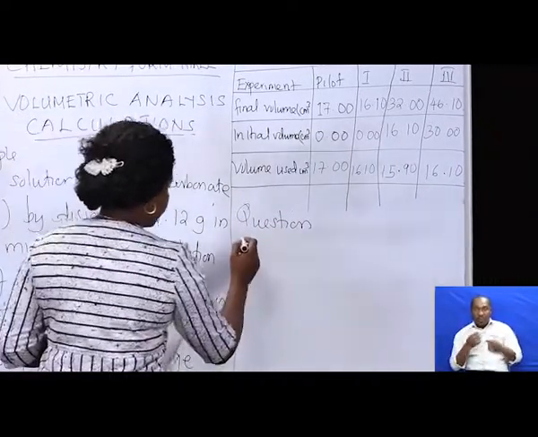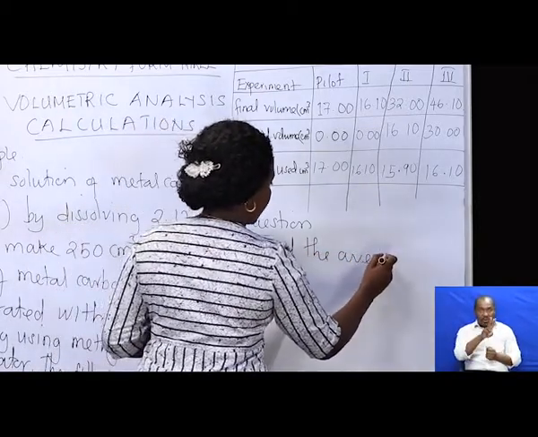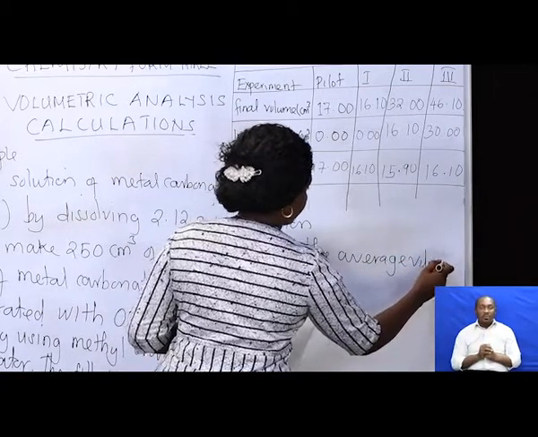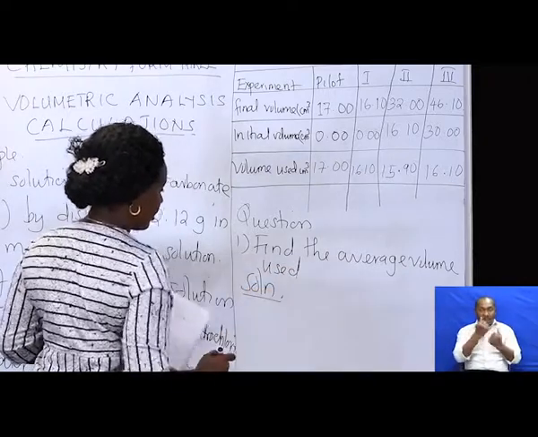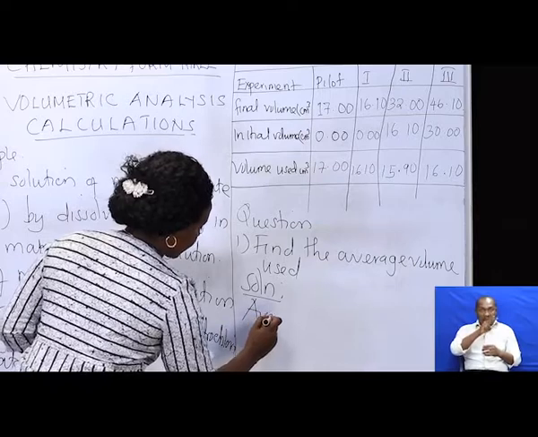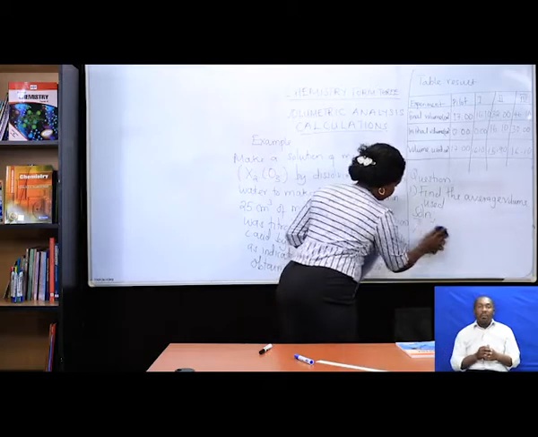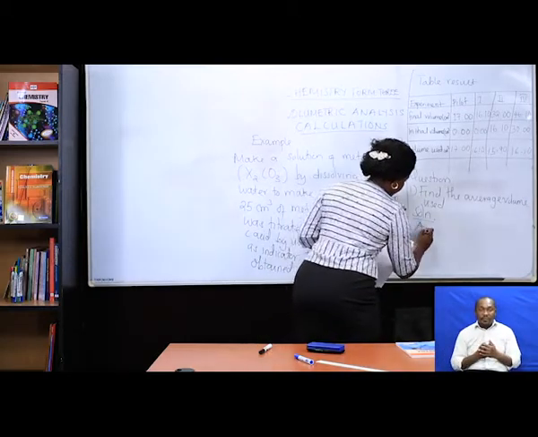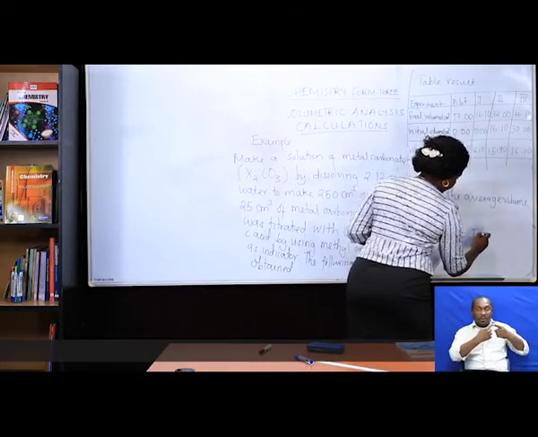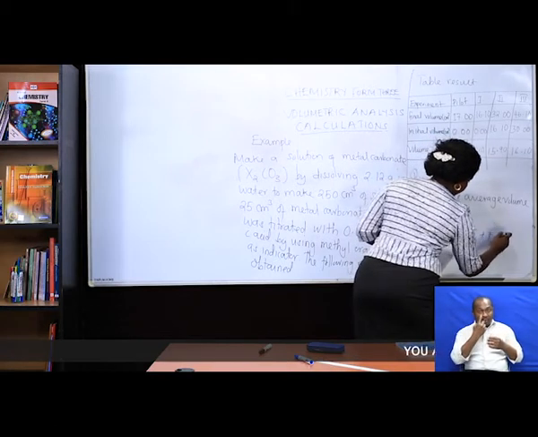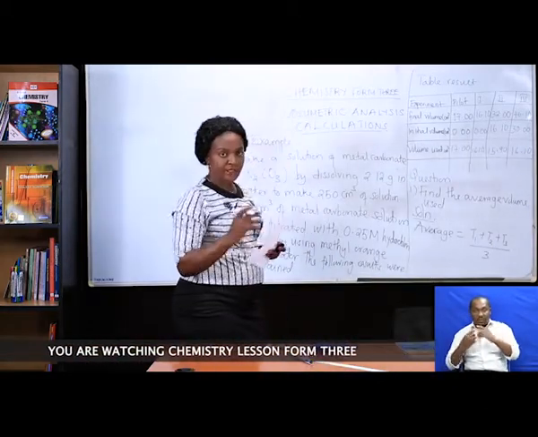Number 1 is asking, find the average volume used. So how do we go about it? Solution. The average volume, that is the volume used, is obtained by taking titre 1, that is volume used for experiment 1, plus volume used for experiment 2, plus volume used for experiment 3, divided by 3. That is how we calculate the average volume.